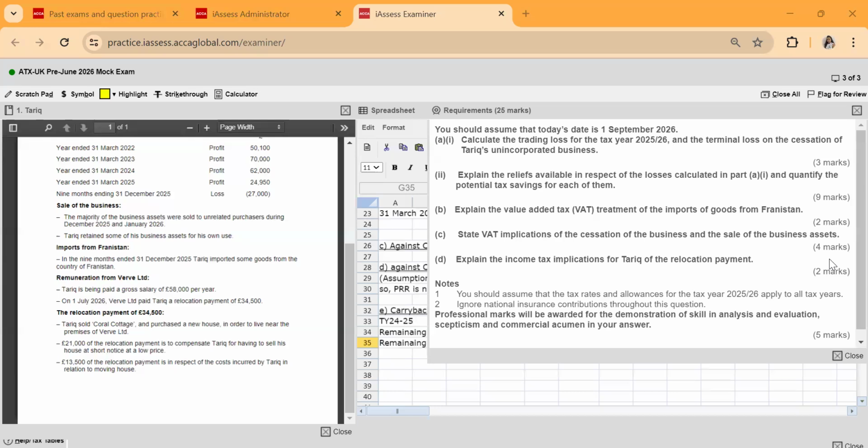Done. Clear? Last one. Explain the income tax implications, for 2 marks, for Tariq for the relocation payment. Now we know that in case of relocation, the allowed amount is 8,000. So only 8,000 is the allowed exempt amount of relocation as per the employment income rules. 1 mark. Another 1 mark is that the excess amount of the relocation paid to Tariq by the employer, that is 34,500 less 8,000, will be added to the employment income and will be subject to tax. Done. You got your 1 mark and 1 mark like this. Okay. Clear?